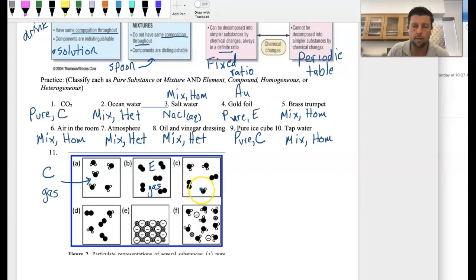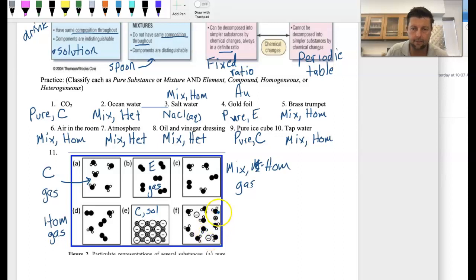Here I have more than one type of particle, so this one's a mixture. It looks like they're spread out pretty evenly, so I'll call this homogeneous. And again, they're spread throughout the container, so let's say this one's a gas. For D, again, it looks like we have a gas with two different types of particles, so a little bit repetitive, but this one looks like it's a homogeneous mixture and a gas. With this one down here, it looks like we have a fixed ratio of positives and negatives, and they're all connected together. So to me, this one looks like a compound and a solid.